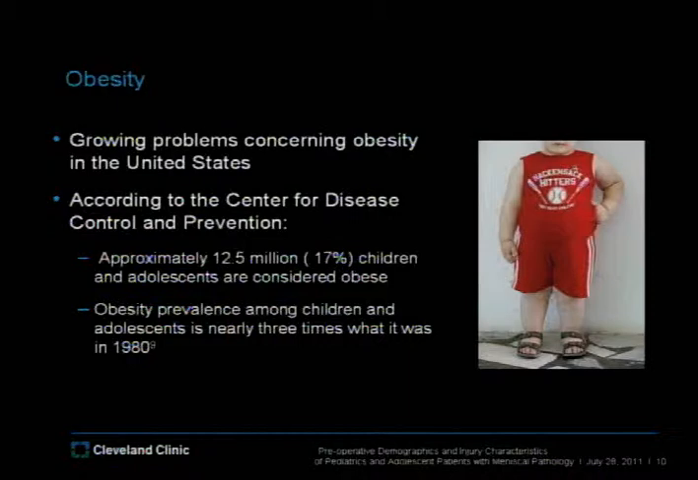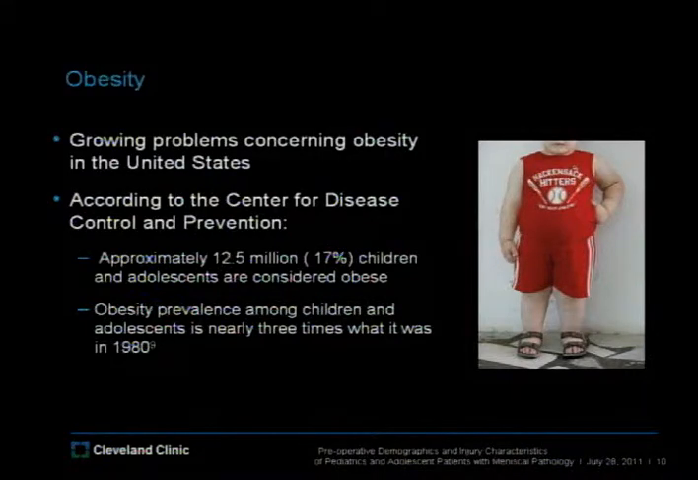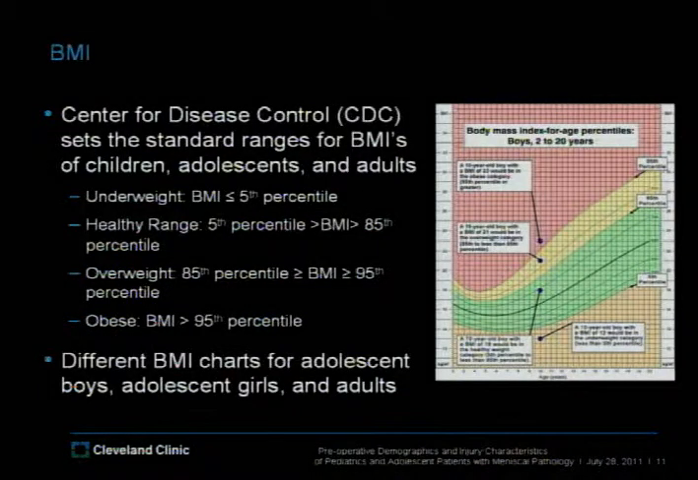Obesity is also a growing problem of concern in the United States, and according to the CDC, approximately 12.5 million children and adolescents are considered obese, and this rate is nearly 3 times what it was in 1980, just 3 decades ago. So BMI is body mass index number, and increasing obesity obviously leads to a greater BMI. And we looked at the BMI to see if higher BMIs would correlate to greater frequency of injuries in the knees.